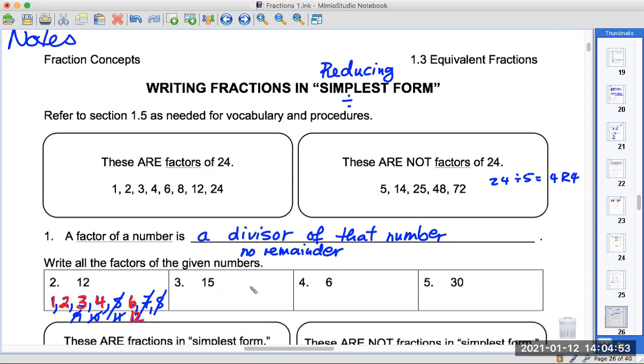Now your job is to find these. You're going to do this one, and this one. So you're finding the factor. So I'm going to make that homework for you to find the factors. Okay, if you need to use a calculator, if you can divide and there's no remainder, it's a factor. That means it's a divisor.